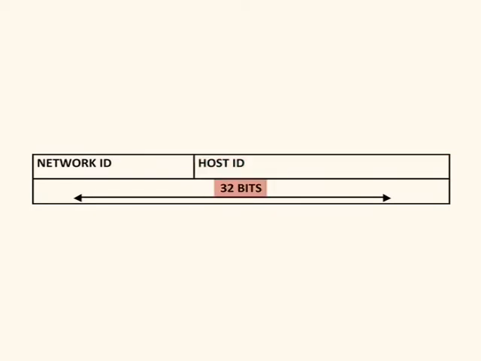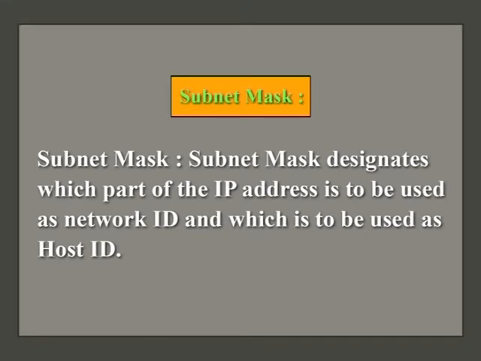Now, which of the 32 bits are to be used as network ID and which of the bits are to be used as host ID depends upon the requirement at hand. To make it simpler, IPv4 addresses are categorized into 5 classes. These classes are used to identify the net ID and host ID of a particular host over a network, and this is done with the help of subnet mask.